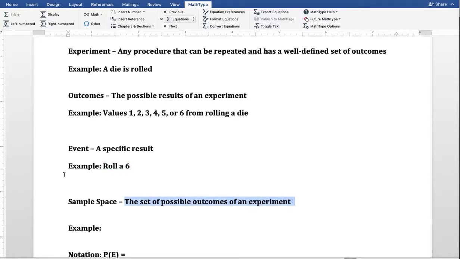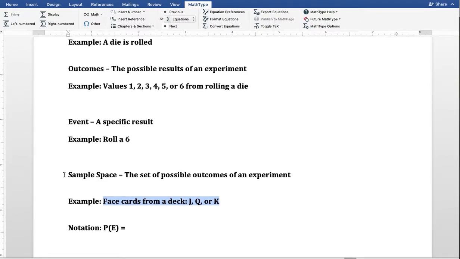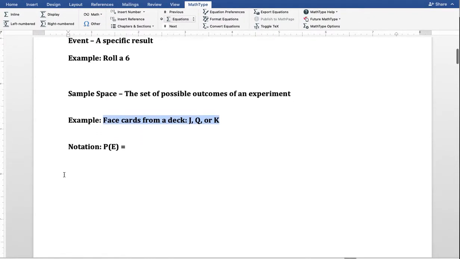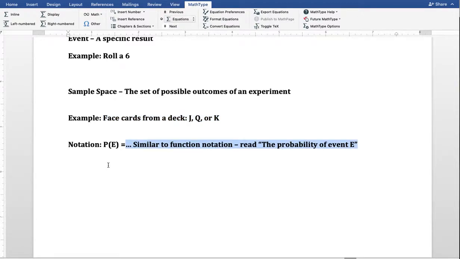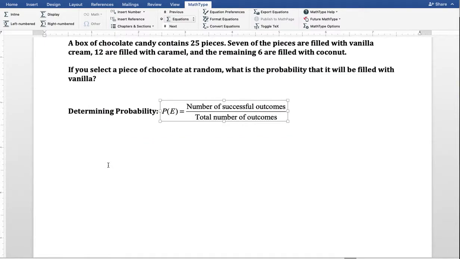Now, our sample space is another word. It's the set of possible outcomes of an experiment. So here we're looking at the numerical. We start getting to a little bit of the mathematical language, a set, all the possible outcomes put together. So we might be looking at face cards when drawing a card from a deck, and that sample space would be a jack, queen, or king. As we move through probability, the notation that we're going to be using is something like this: P within parentheses E. We would read this, the probability of event E. It's similar to your function notation from algebra, your f of x notation. So it's the probability of an event E.